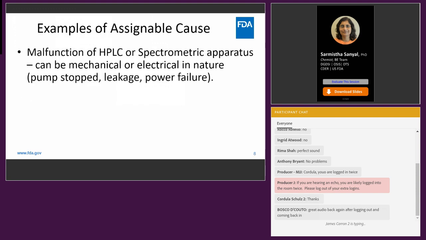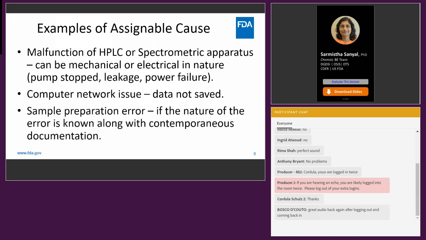Examples of assignable cause. Let's say the HPLC or the spectrometric apparatus malfunctions. There is some kind of electrical or mechanical issue, such as the pump stopped or it's leaking. There is a power failure and so on. There might be a computer or network issue where the run was not recorded or data was not saved. And an error during sample preparation may be counted as an assignable cause, provided the exact nature of the error is known and there is documentation available to substantiate the claim.